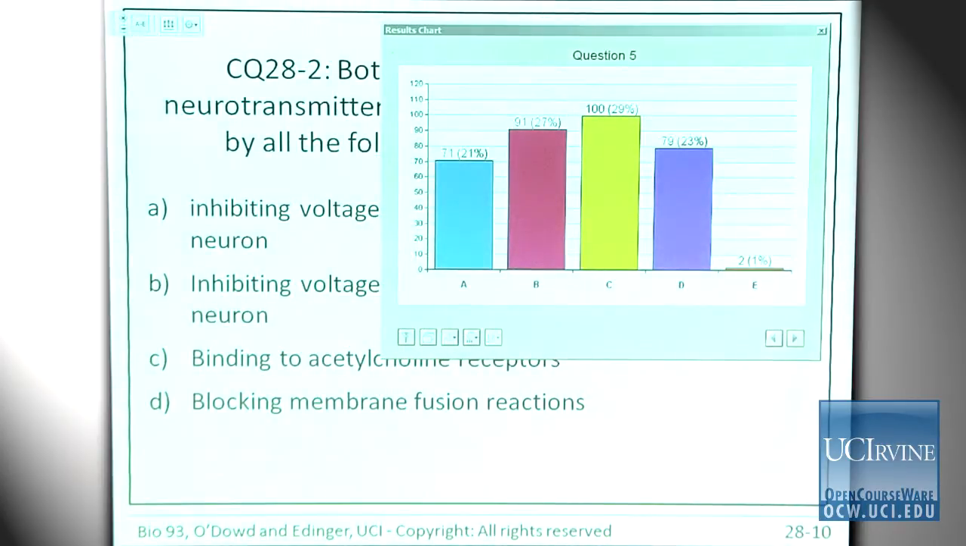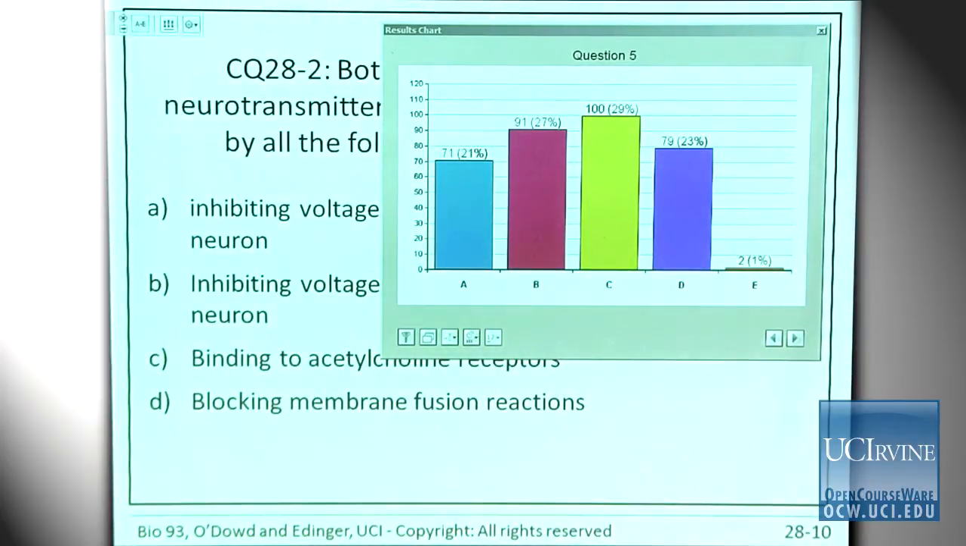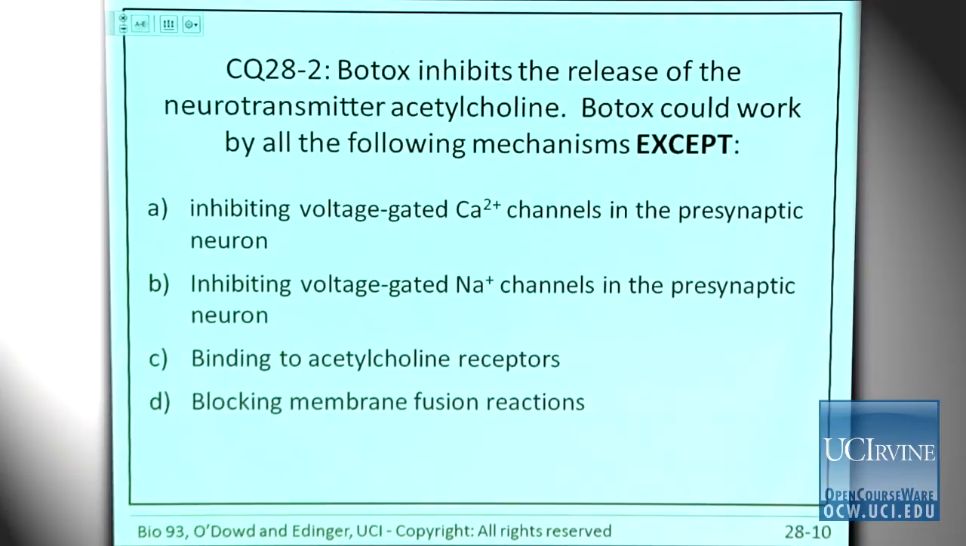So I think part of the reason why we have this is because it's hard to answer questions that say except, and this one is actually kind of a double negative, which makes it a little bit tricky, but let's walk through this. So we know that Botox inhibits acetylcholine release. Which of these mechanisms would inhibit acetylcholine release? If you walk down the problem.